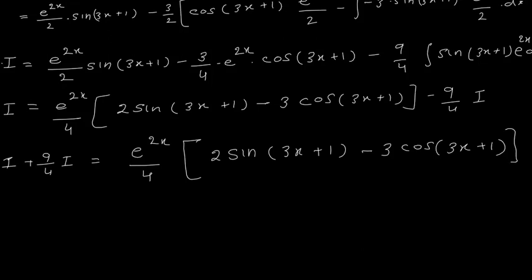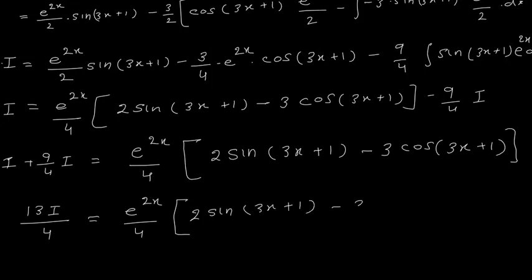Now I plus 9 upon 4 I, if I add, this is 13. This is 13I divided by 4 equal to e^(2x) divided by 4 into, we have 2 times sin(3x+1) minus 3 times cos(3x+1).